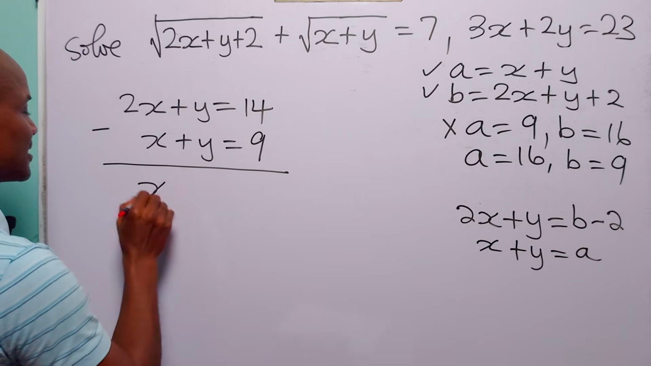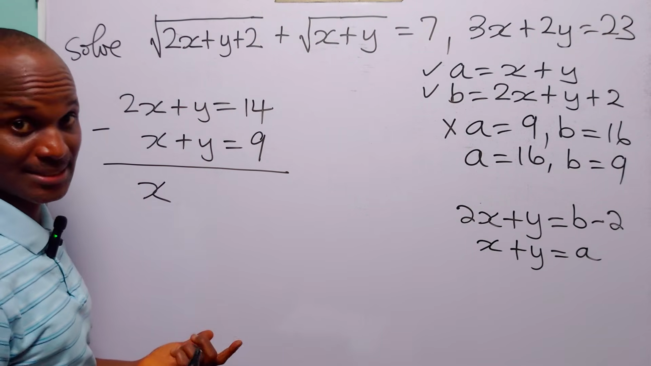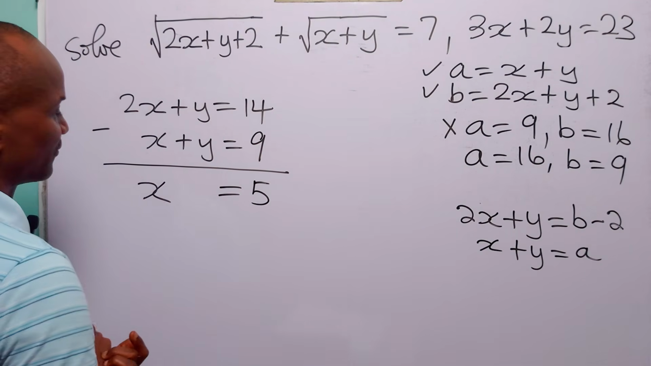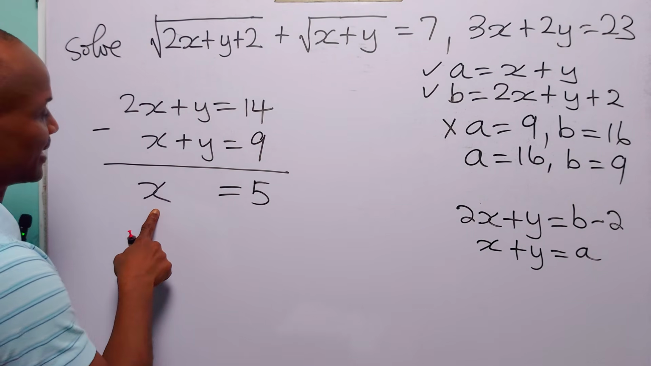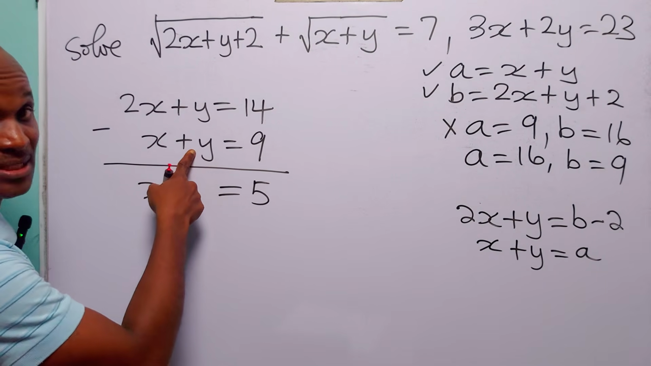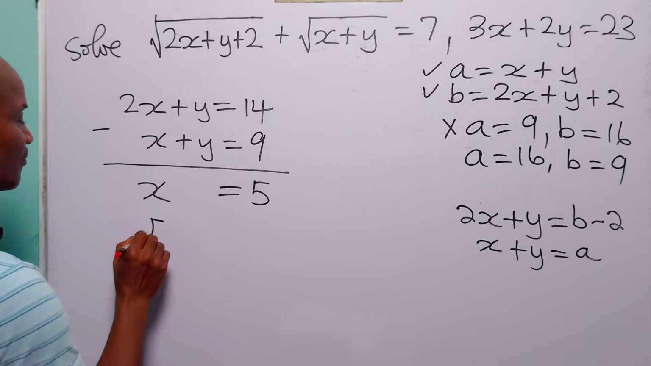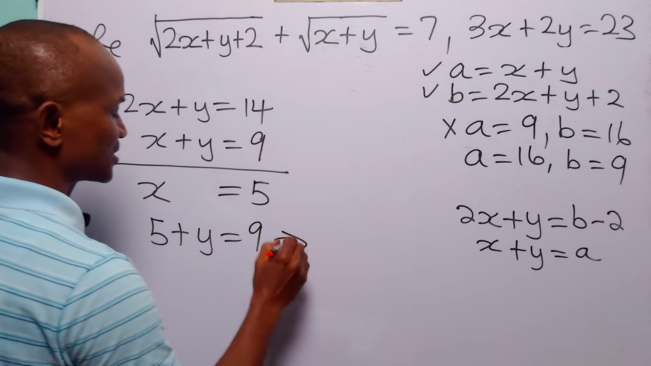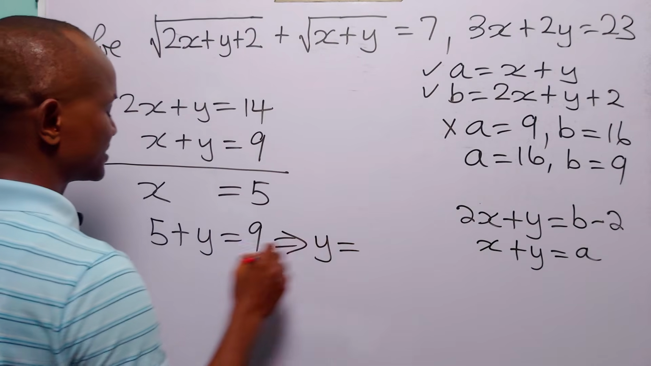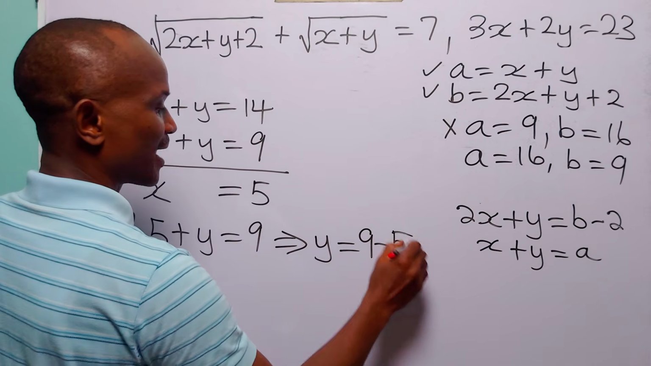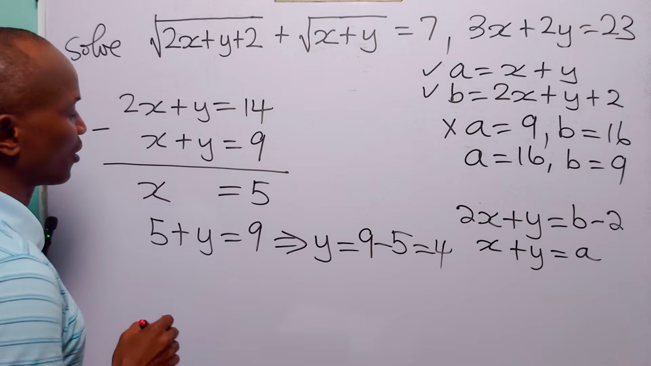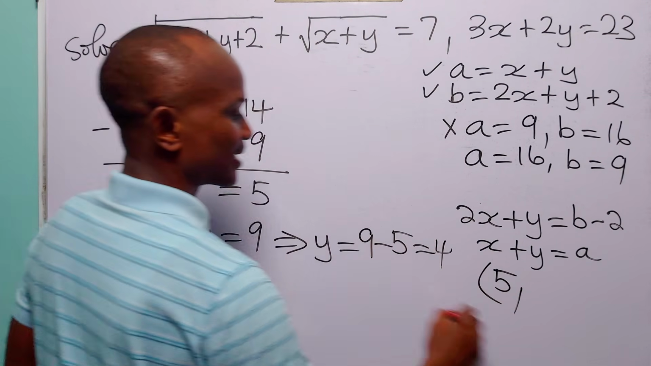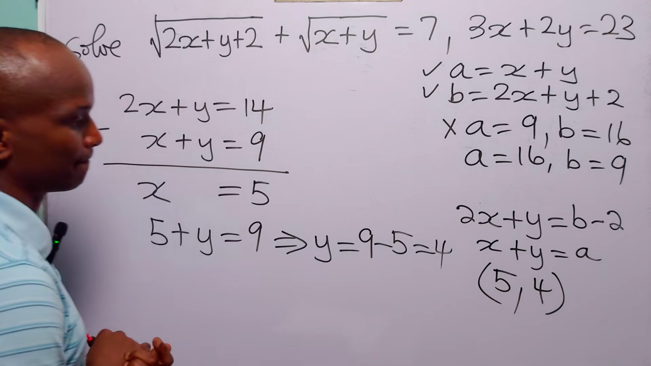Now let us subtract the second equation from the first equation. 2x minus x is equal to x. y minus y is equal to 0. And 14 minus 9 is equal to 5. We have found the value of x. To find the value of y, we go back to this. So we have that 5 plus y is equal to 9. And of course, from here we have that y is equal to 9 minus 5, which is equal to 4. So when x is equal to 5, y is equal to 4.